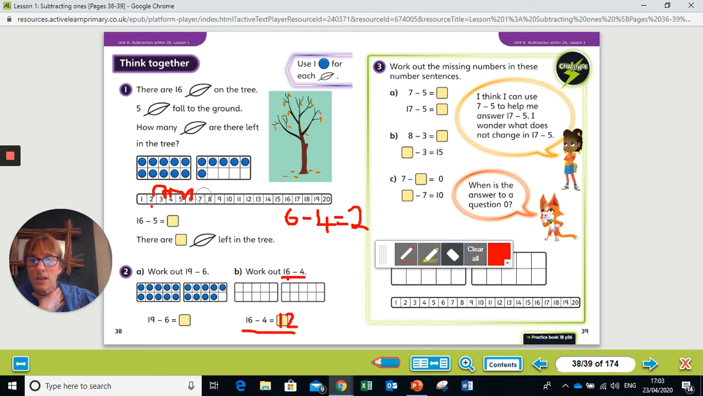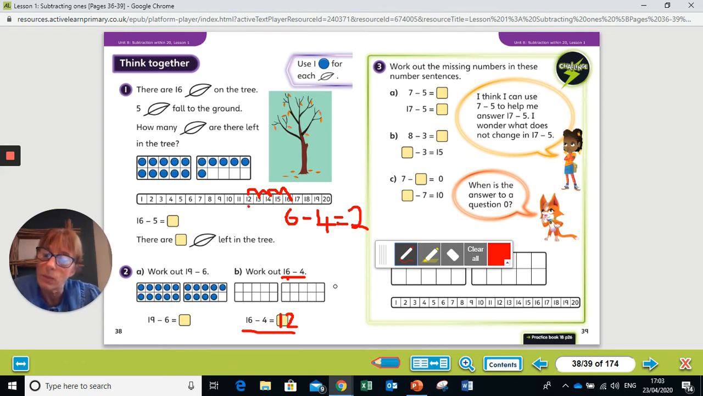I'm going to just double check, and I'm going to use the quick way. I'm going to use my number track, and you can help me. Let's just check we've got that right. So we start at 16 and we take away 4. 1, 2, 3, 4. 16 take away 4 is 12.